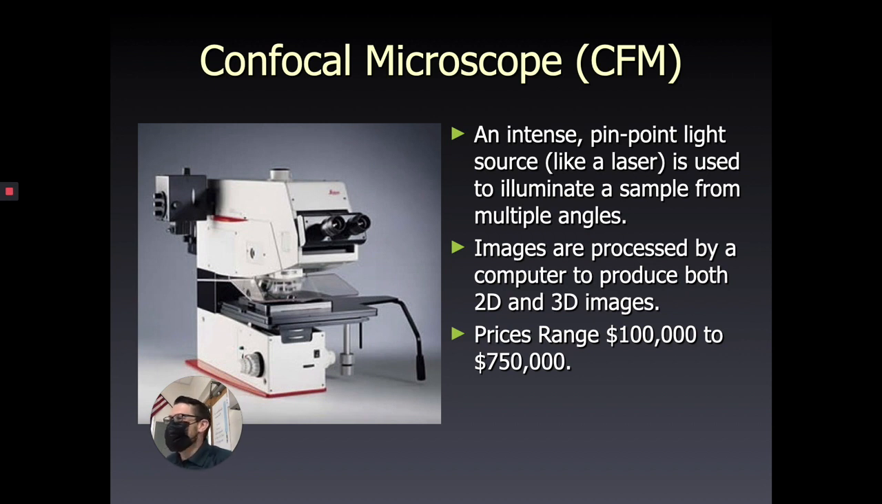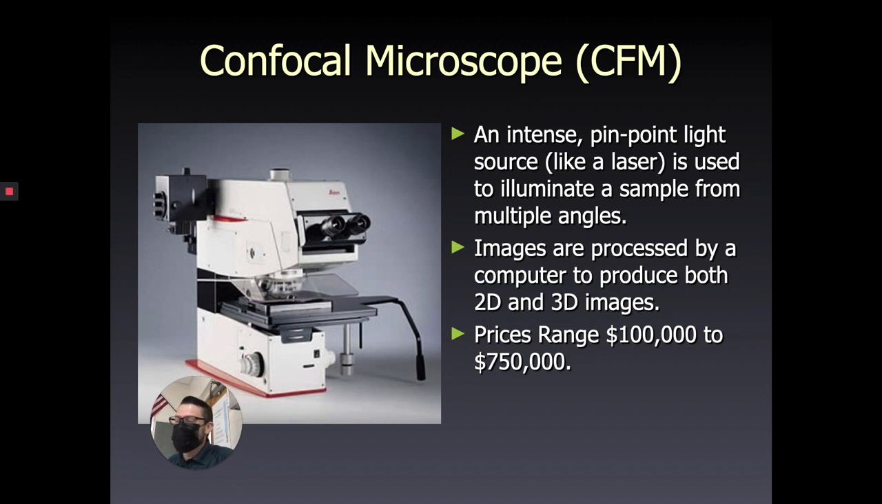Now, you can't just turn on a laser and look through a lens and get an image, because that laser would burn your eyeballs out. So you can't do it that way. What happens is we use the lasers to shine through your sample and then use sensors on the other side to pick up the information and send that information to a computer. The computer then processes the information and turns it into an image.